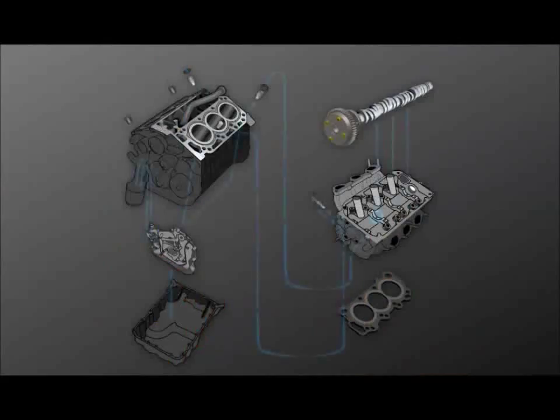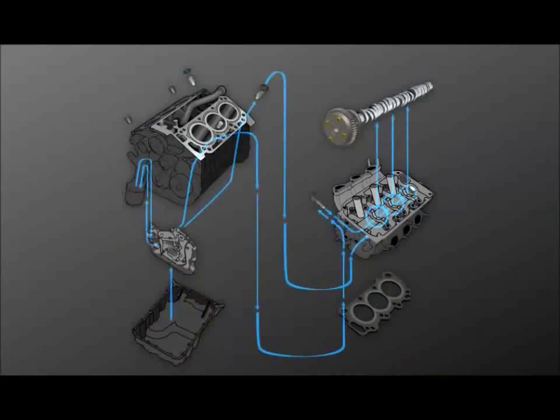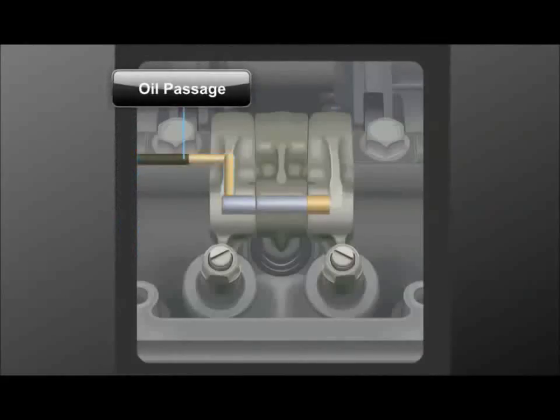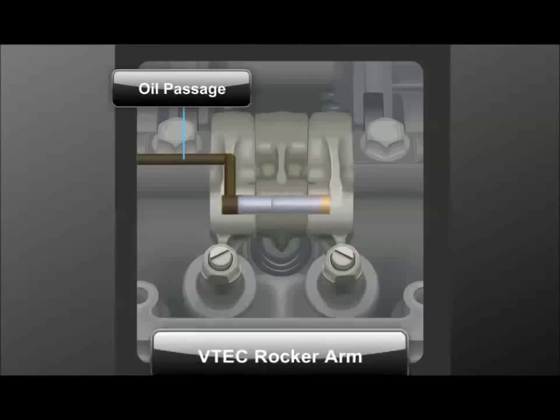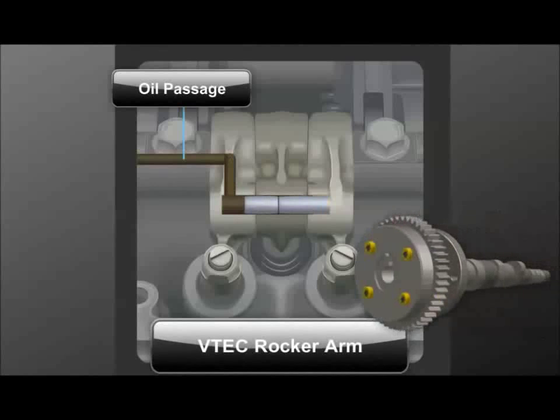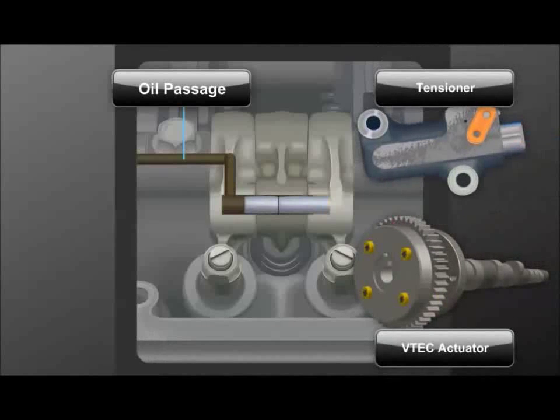As oil flows through the engine, it also removes heat from friction points isolated from the cooling system. Finally, vehicles use oil as a hydraulic fluid, engaging such components as VTEC rocker arms, VTC actuators, and the cam chain tensioner.